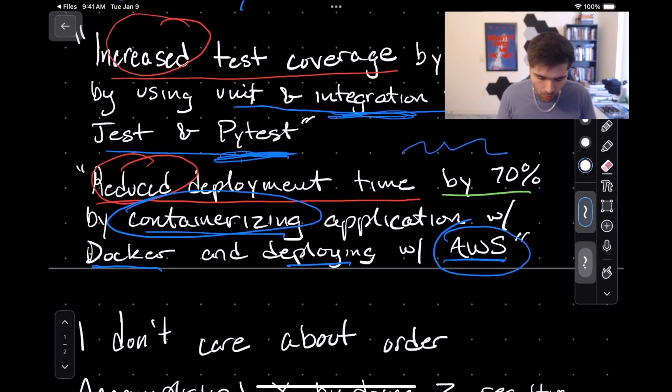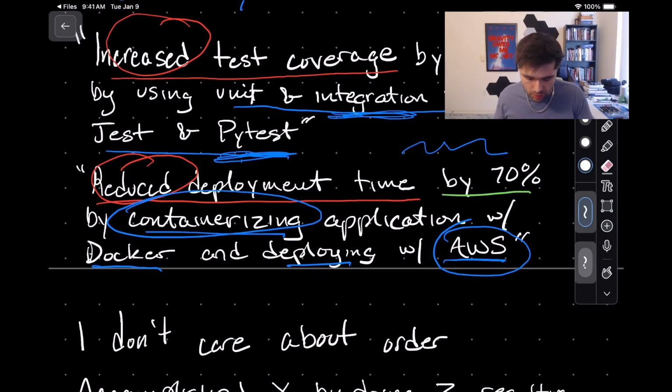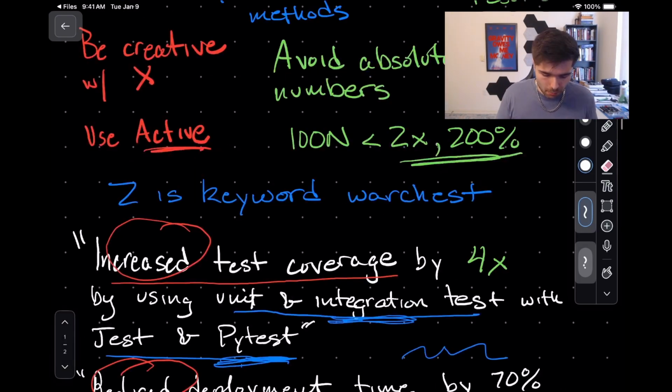Versus something like this, there was a goal in mind, reducing development time. And then there was a quantitative result at the end of the story, some closure to the story, which is a 70% reduction. And they tell you, well, what did I do in order to do that? I containerized applications with Docker and I deployed with AWS, versus just saying, "adopted Docker throughout enterprise solutions division." What does that mean? I don't know. It's also very passive, getting back to the point about X here.